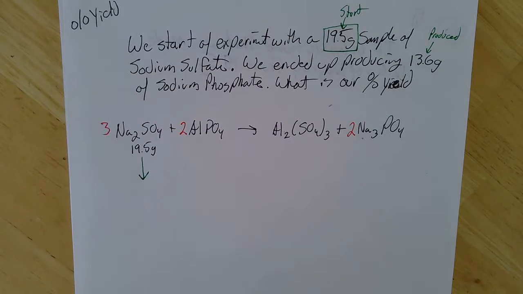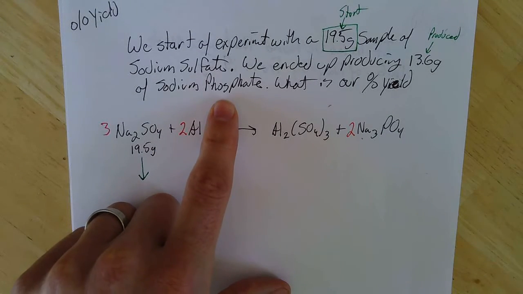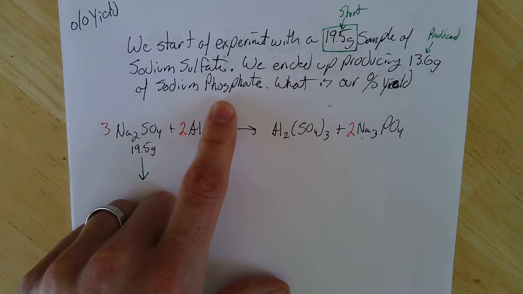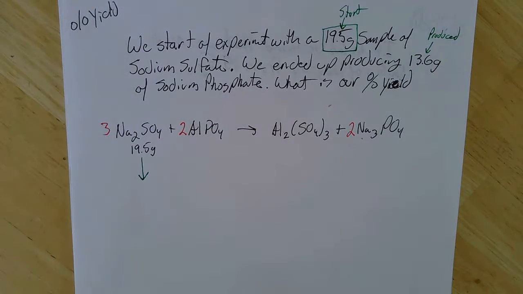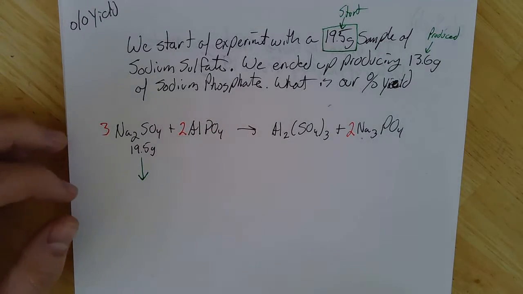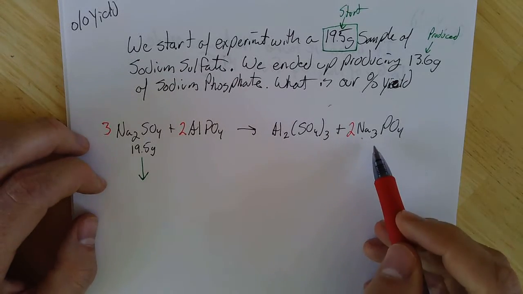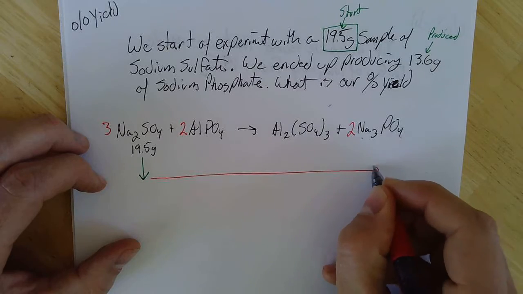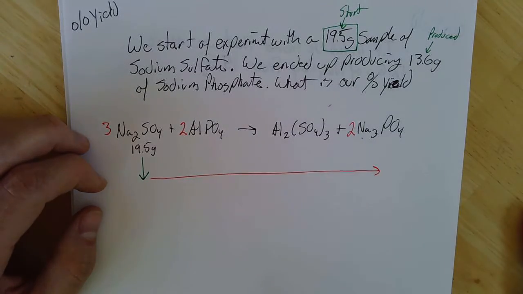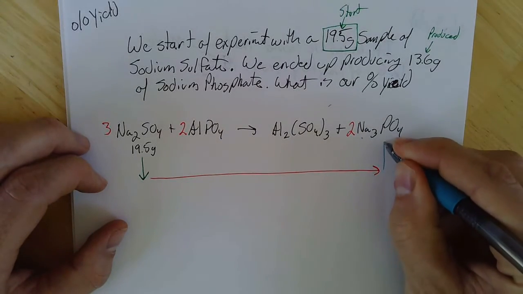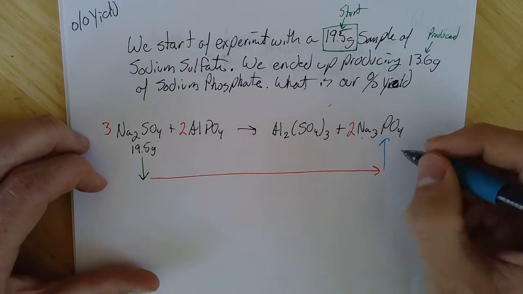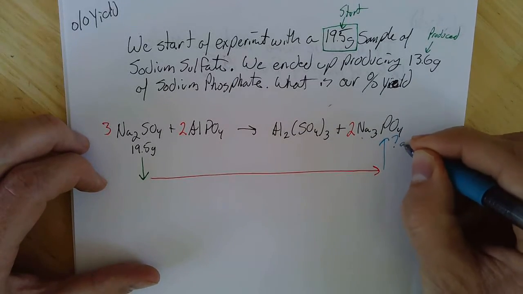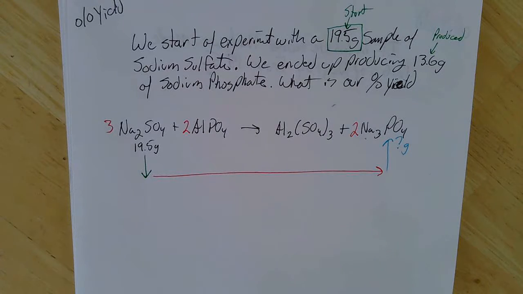Well, I need to figure out how much sodium phosphate I could have made, right? How much should I have made? If I did this 100% perfectly, what should I have made? So sodium phosphate is way over here. So we're going to backtrack, and then we'll finish with blue again. All right. So what we're going to find out here is an unknown mass, right? An unknown grams of that guy.